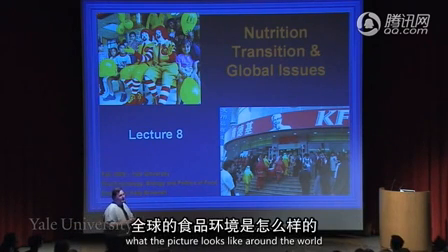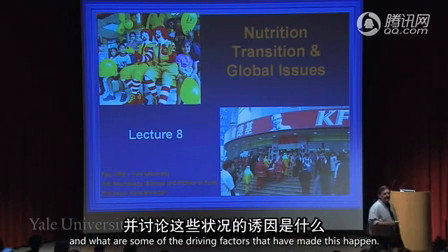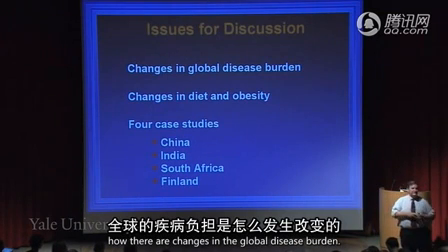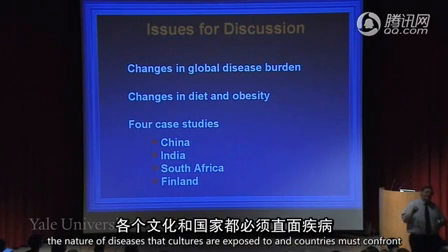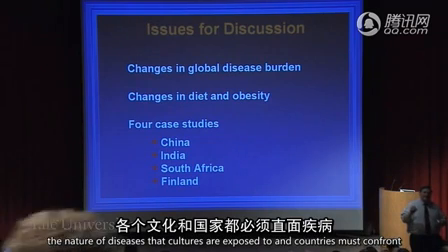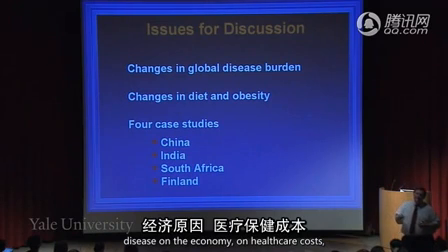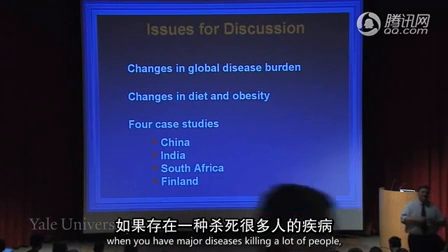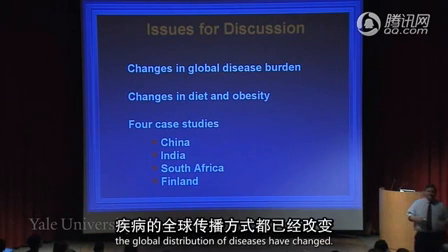But today, we're going to talk about what the picture looks like around the world and how diets have changed in countries outside the U.S. and what are some of the driving factors that have made this happen. So today we're going to talk about how there are changes in the global disease burden. And as I've alluded to in earlier classes, the nature of diseases that cultures are exposed to and countries must confront matters because of the impact of disease on the economy, on healthcare costs, on productivity, on the size of the workforce when you have major diseases killing a lot of people. You see how important these are, and the global distribution of diseases has changed.